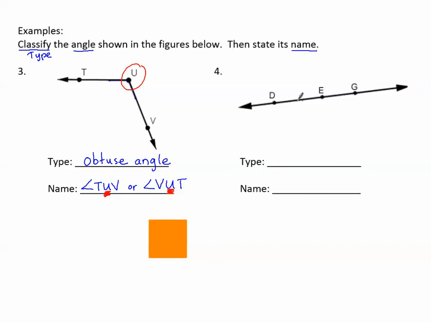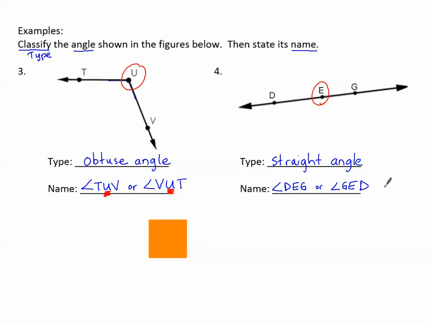This looks like a straight line. So what type of angle is it? It's going to be a straight angle. If I have 3 points, the letter that's between the other points is the vertex. So that has to go between the other points when I name it. This would be angle D, E, G, or angle G, E, D.